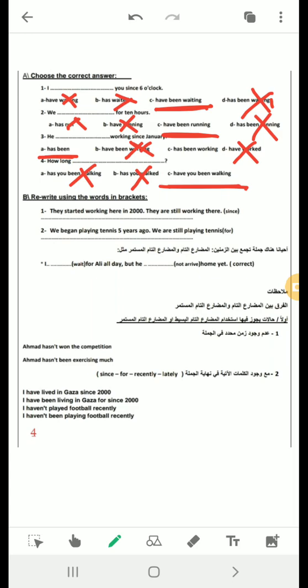Now this exercise number letter B, rewrite using the words in brackets. This exercise is homework. Please stop the video and write it on your draft.